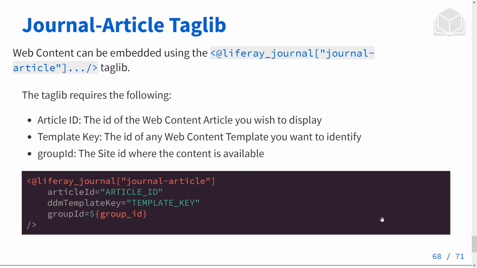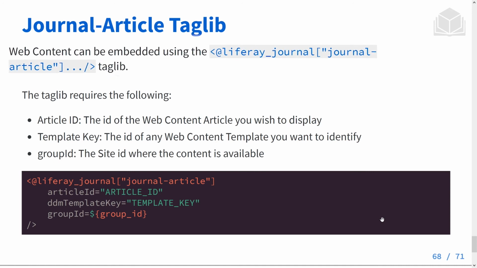The Journal Article Taglib requires the following pieces of information: Article ID, which is the ID of the web content article that you want to display, a template key, which is the ID of any web content template that you want to identify, and the group ID, which is the site ID where the content is available.